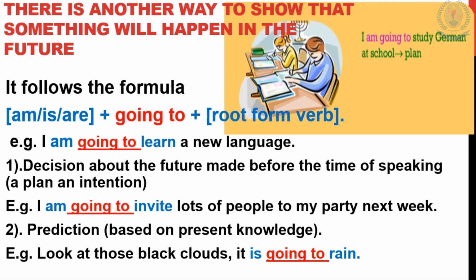Prediction based on present knowledge. So, look at those black clouds. It is going to rain. Look at those black clouds now. Then it will rain. So, it is going to rain. So, then you know that when you see the black clouds, it is going to rain.